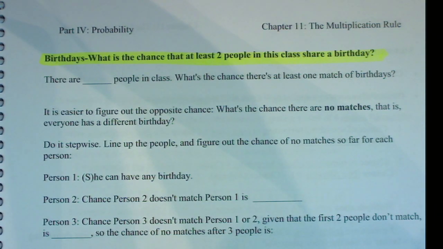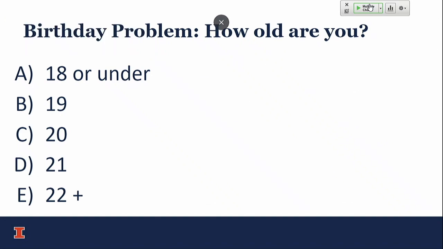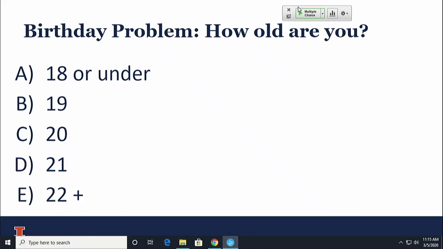First of all, we're going to do an iClicker. Our first iClicker question is just to see how many people are here. In honor of the birthday problem, how old are you? This is a great one. There's no wrong answer. All right, this is good. We'll probably have over 400 people here. Go ahead and vote. I'm going to stop it in a second.